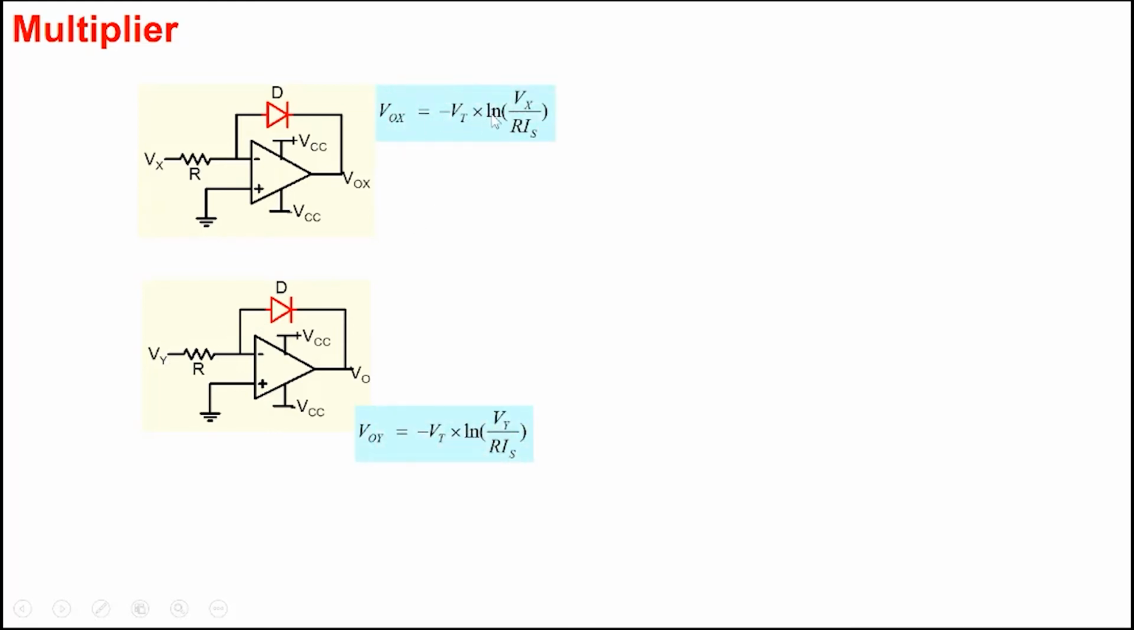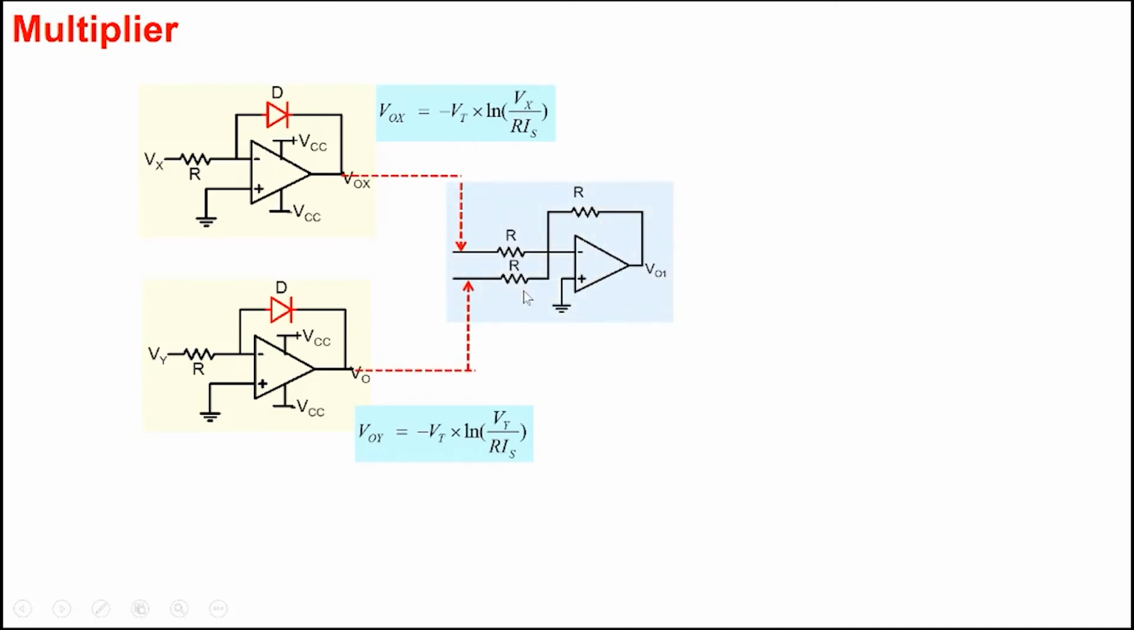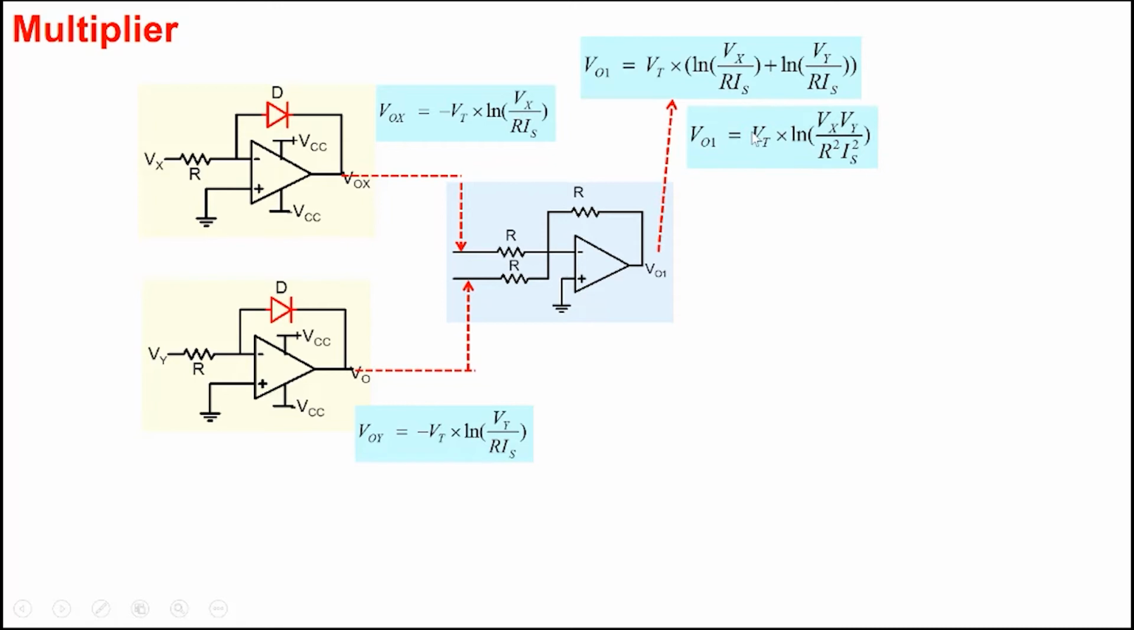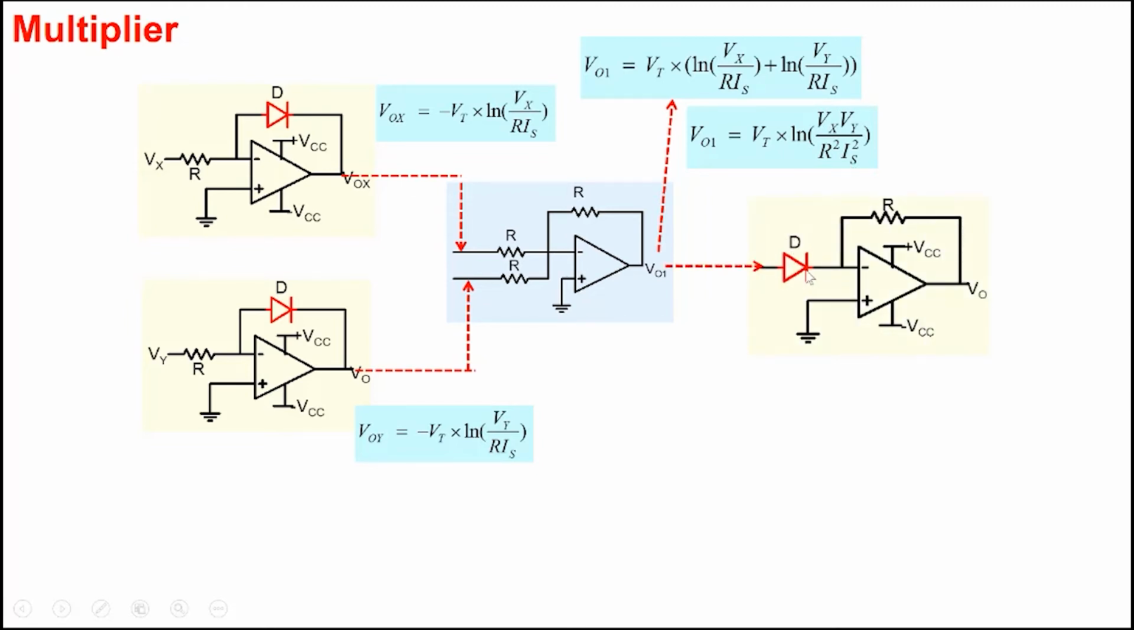So Vox is minus Vt ln Vx by RIs here. Voy is minus Vt ln Vy by RIs here. So let's add the two voltages up together here. Minus minus is being fed into the inverting input, so it will become plus here. So it becomes Vt ln Vx by RIs plus ln Vy by RIs. And the two logs, of course, when you combine them, you get ln Vx Vy R square by Is square. Next, what we do is we feed it into our anti-log here.